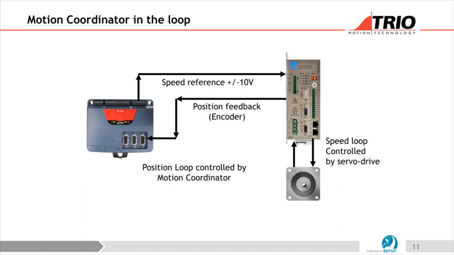So what we're giving out is a speed reference of plus or minus 10 volts, and we're getting a position feedback, usually as an encoder simulation. So there is either an encoder or a resolver on the back of the motor which is feeding into the servo drive, and that's doing the control of the speed loop and commutating the motor. And then it gives us encoder pulses to tell us what the motor position is.